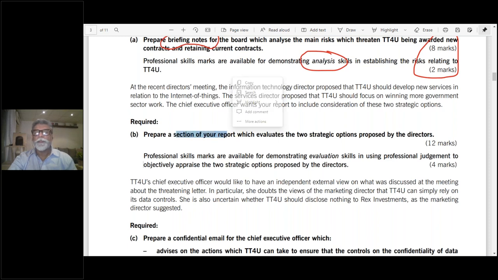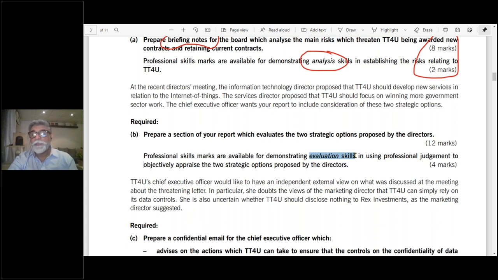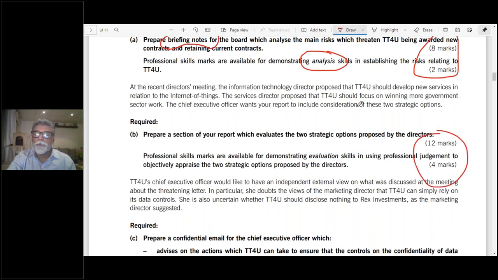Format: a section of a report. You have to evaluate the two options, 12 marks, plus technical and professional marks available for evaluation skills, which means pros and cons. But let's look at the hint: using professional judgment to objectively appraise the two options. Objectively appraise means giving proper facts and figures to assess the options. So nothing extra needs to be done. Just make sure you include pros and cons. How many points? It is 12 plus 4, which is 16, divided by 2. You need to talk about 8 points or 8 paragraphs. There are two options, so you can split 4 and 4. Not necessarily, but just to give you an idea.